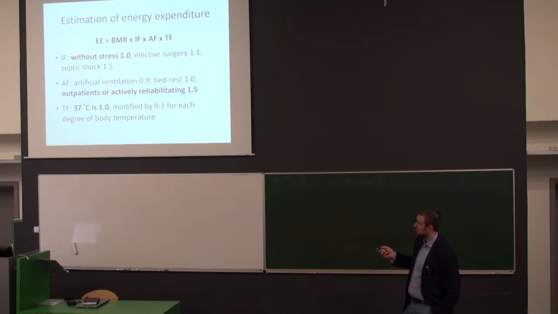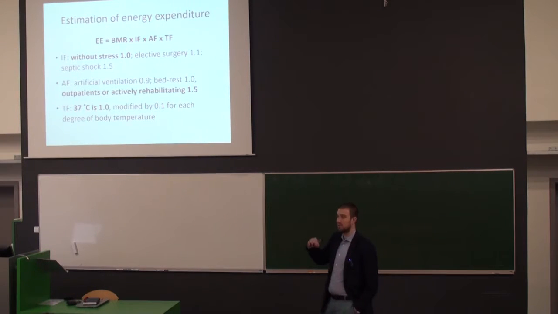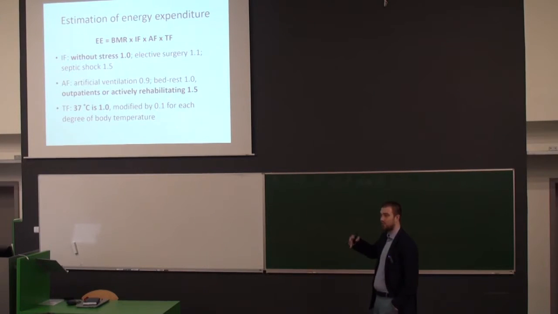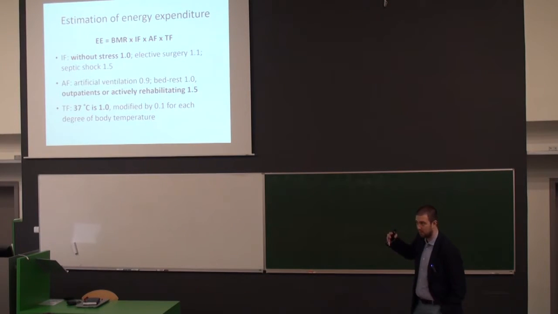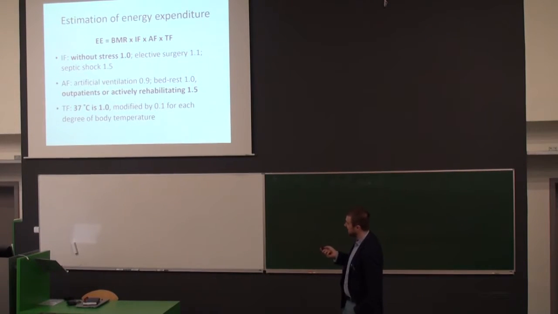And then, an extreme situation: if you have a patient with septic shock, that means a generalized infection, when you have a highly increased velocity of metabolism, you multiply the basal metabolic rate by 1.5. So you see that you add 50% together only from the injury. Second is the activity factor.